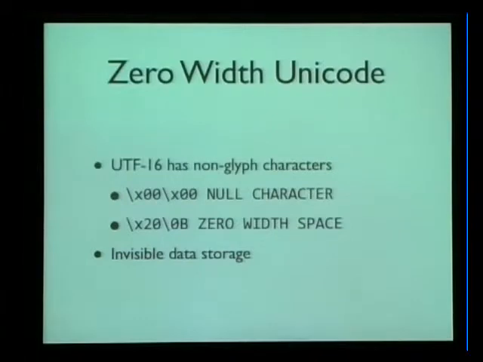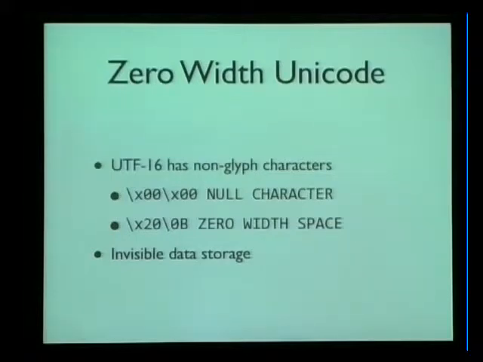Okay, so what we're going to be looking at is zero-width Unicode glyphs. Basically, a glyph is something that gets displayed to the screen or advances the cursor on the screen. UTF-16 has non-glyph characters. They occupy space within a UTF-16 stream, but they don't display any glyphs when printed to the screen, and they don't cause the cursor to move. So they're essentially invisible. And we only need two of those. The first one is the null character, which is basically all zeros. The other one is the zero width space. It's a space that occupies zero width.